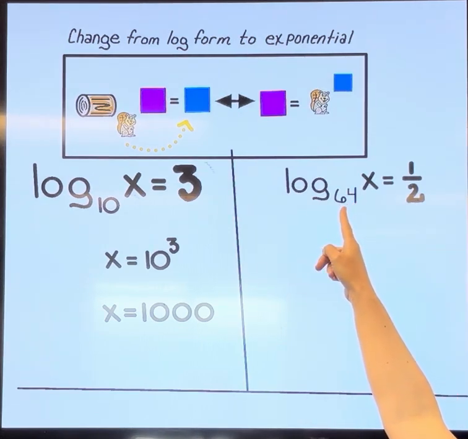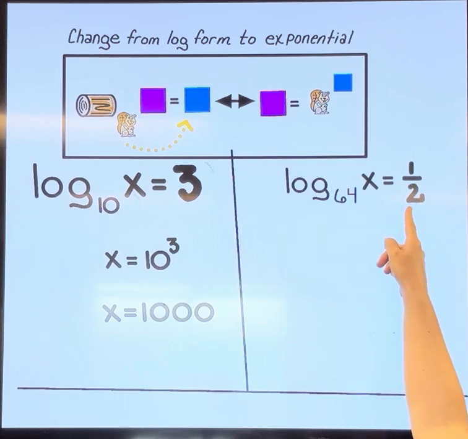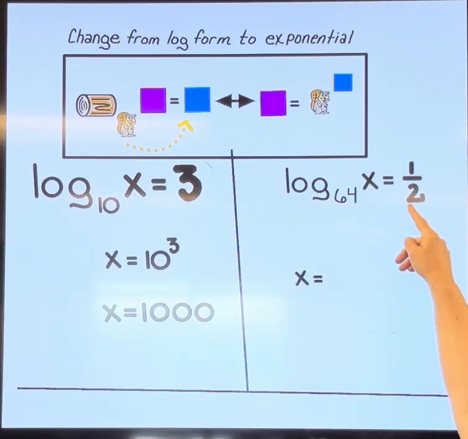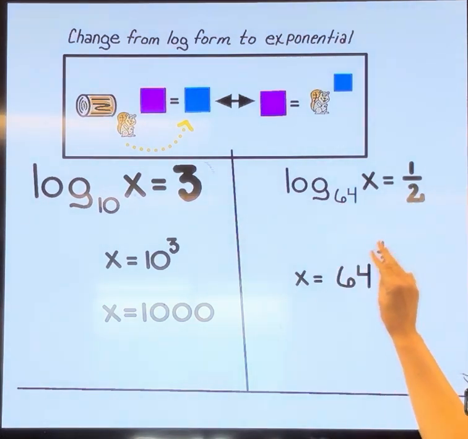We're going to have the 64 tunnel under. So if 64 tunnels under, the only thing left on this side is x. We have equals, and then the 64 comes up underneath the 1/2. So this is 64 to the power of 1/2.